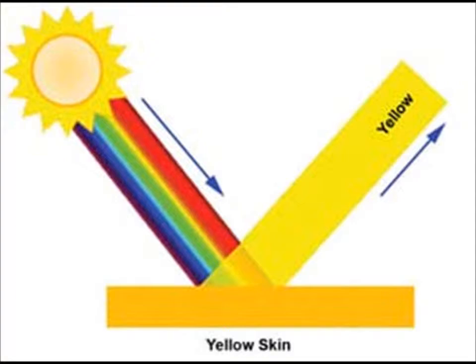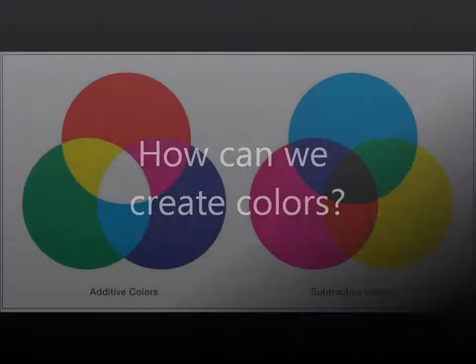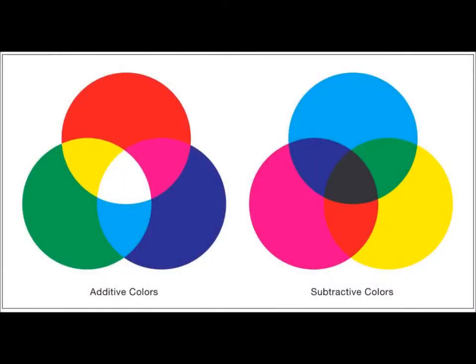Color depends both on light and on the eyes and brain of the viewer. Thus, we can say that color is not perceived in the same way by all the people. There are 2 ways to create colors. One is the additive color mixing, and the other one is subtractive color mixing.